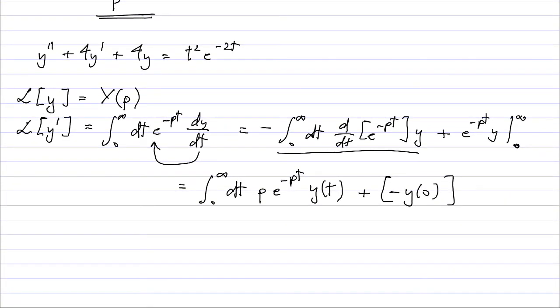Now in the first integral this p goes outside. What is left is essentially the Laplace transform of y, which I denote as capital Y as before. And so this other term is y at 0. Usually we denote it for simplicity as simply y0. So y0 is the value of the function y at t equals 0. So this is pY minus y0.